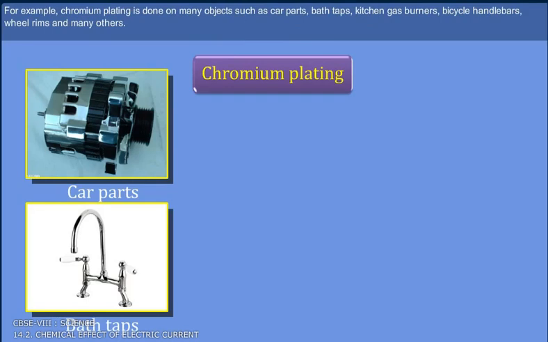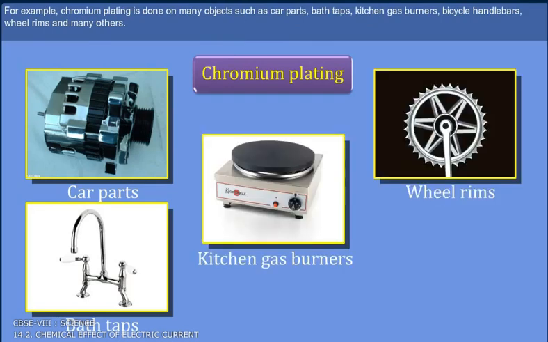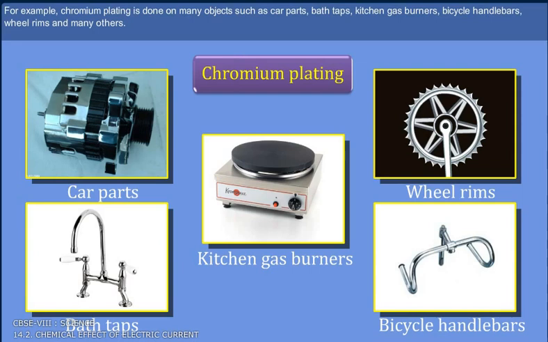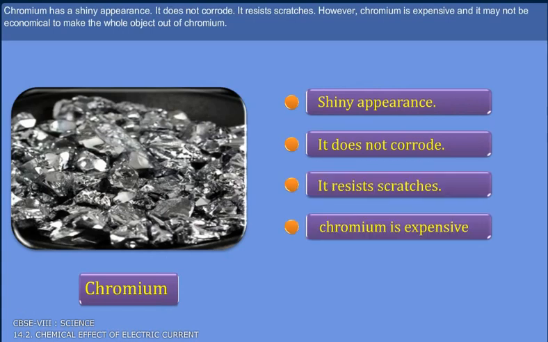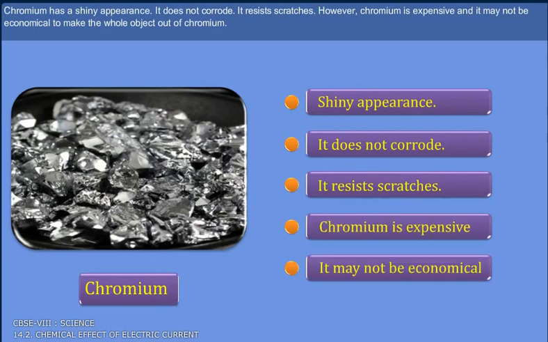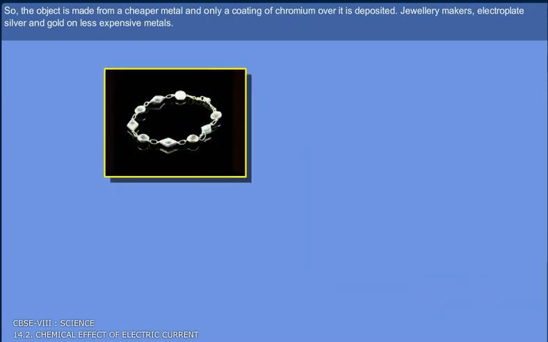For example, chromium plating is done on many objects such as car parts, bathtubs, kitchen gas burners, bicycle handlebars, wheel rims, and many others. Chromium has a shiny appearance. It does not corrode. It resists scratches. However, chromium is expensive and it may not be economical to make the whole object out of chromium. So, the object is made from a cheaper metal and only a coating of chromium is deposited over it.